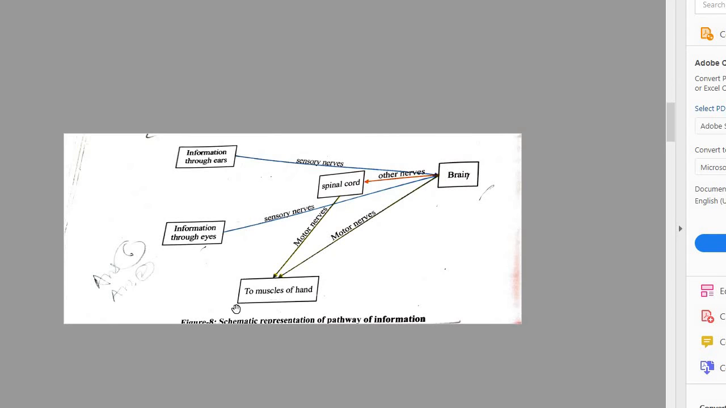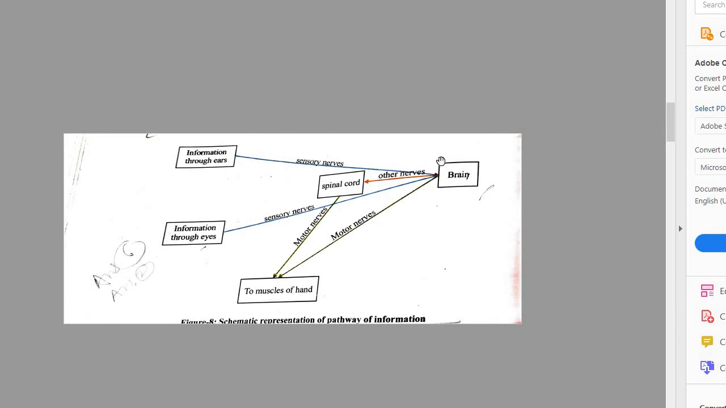Now next question is given. You have to draw a schematic line diagram explaining reflex action of our body. Here it is the schematic representation of the pathway of information, how the information is received and messages are given by our brain. Here it is spinal cord, then information through ears, information through eyes, to muscles of the hand, these motor nerves and sensory nerves.